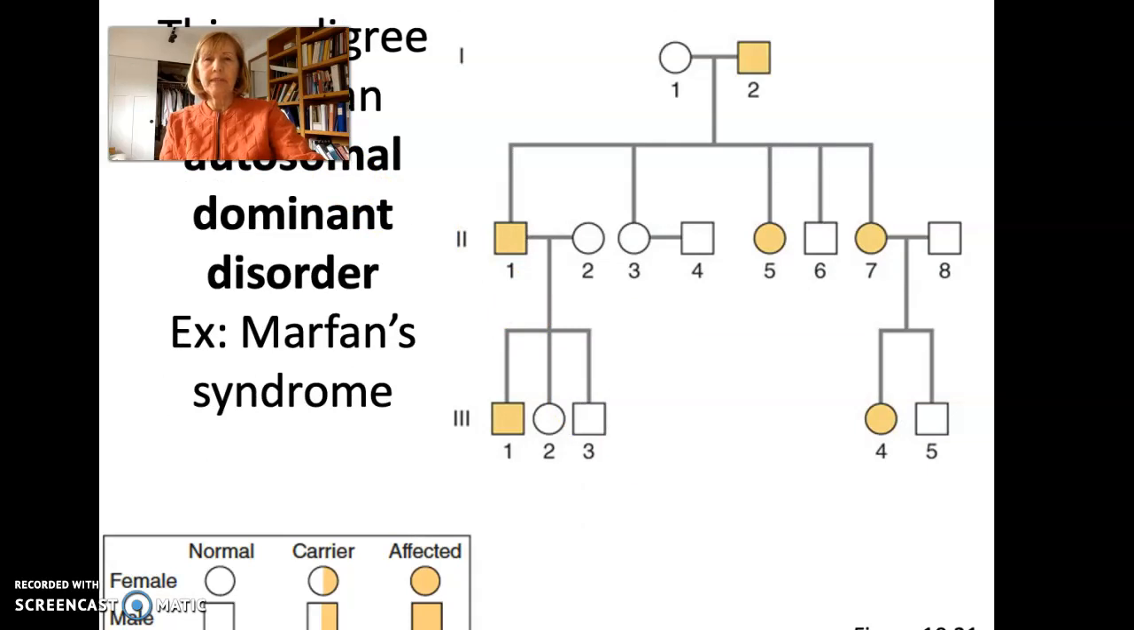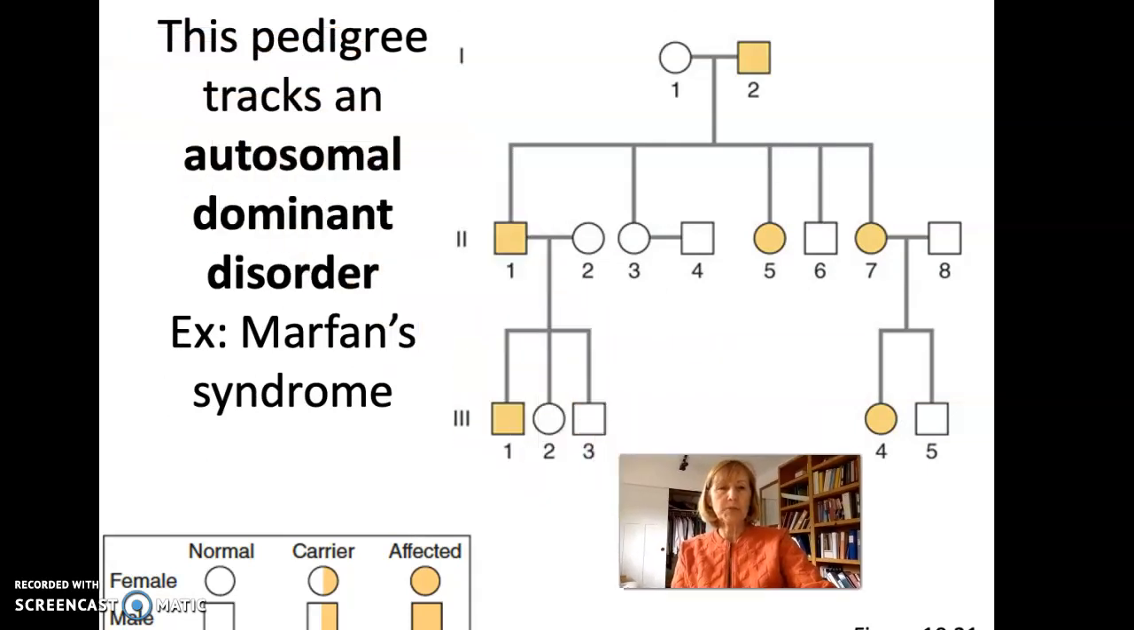Let's look at another one. This pedigree tracks an autosomal disorder, which means it's not on the sex chromosomes, the last pair. It's on a different chromosome. And it's dominant. There's our key again down below. Do you see any boxes or circles that are half filled? No, because it is dominant. All you need is one of those alleles, and you have the disease. So I could show you one of these, and you could guess that it is a dominant disorder, and it's not sex-linked.